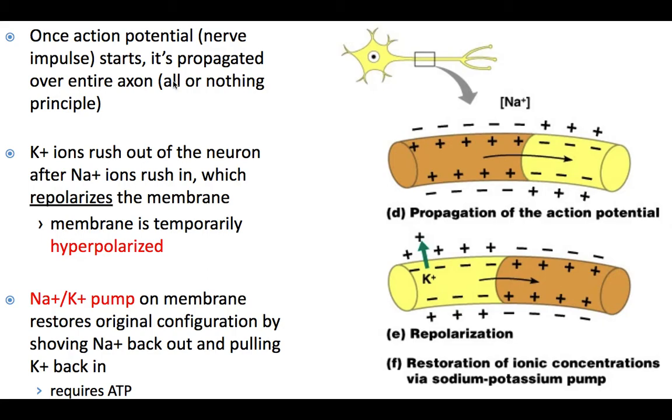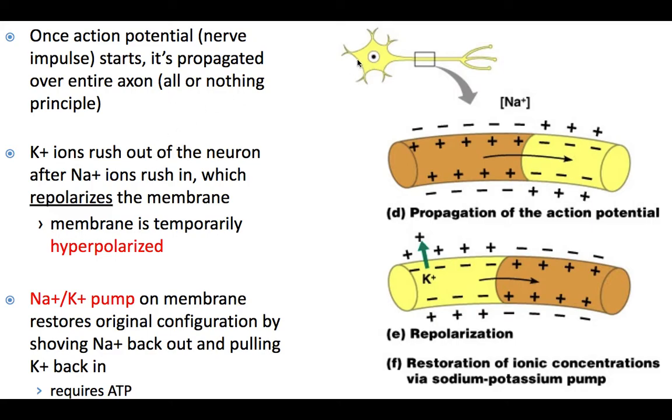So here's all of that in words. Once the action potential or the nerve impulse starts, it's propagated over the entire axon. And this is an all or nothing principle. Either the action potential goes all the way down or it doesn't. And if it doesn't, then you just have no nerve impulse.